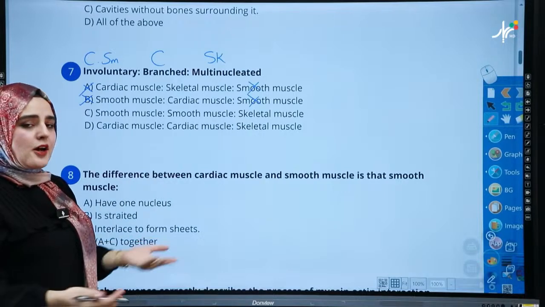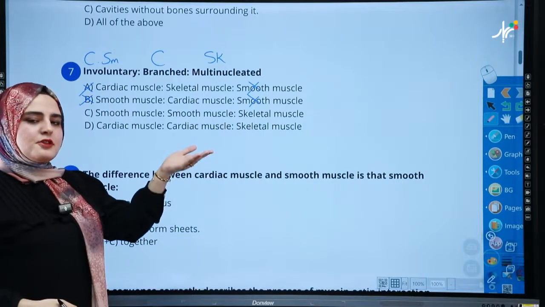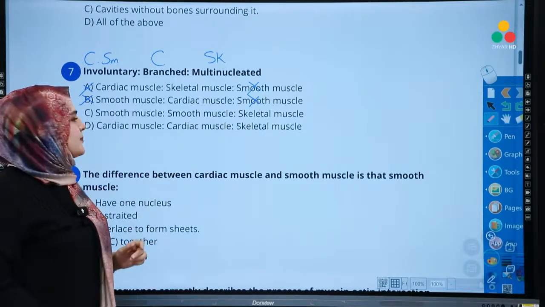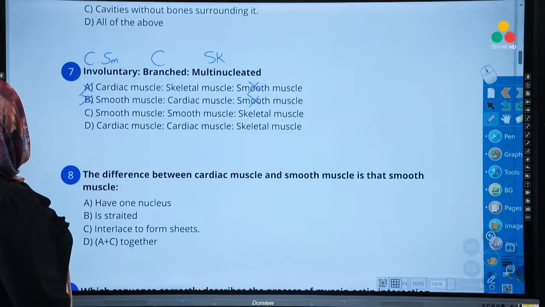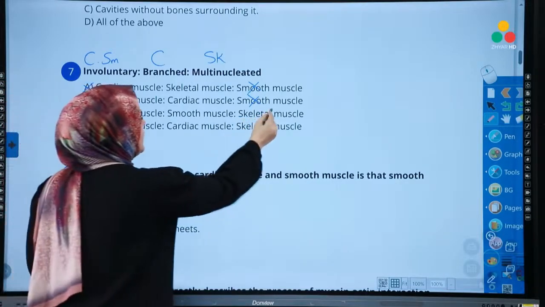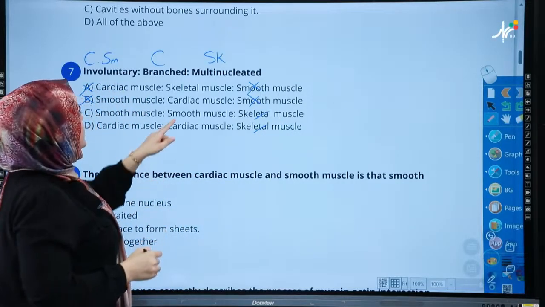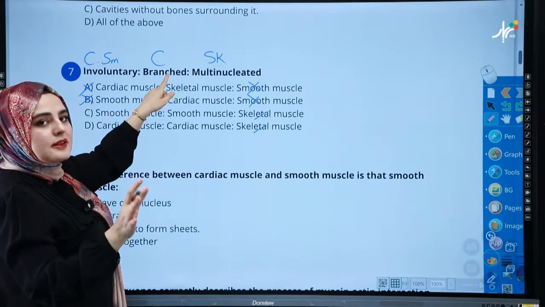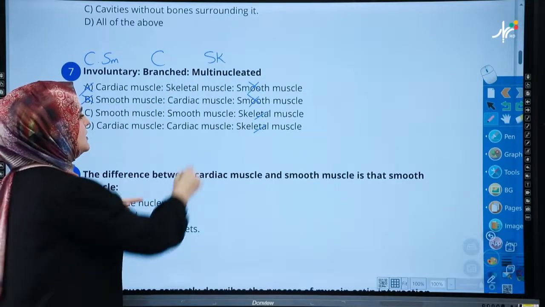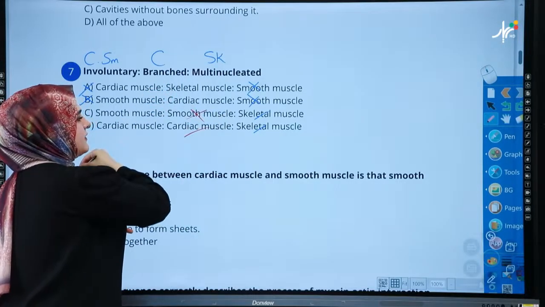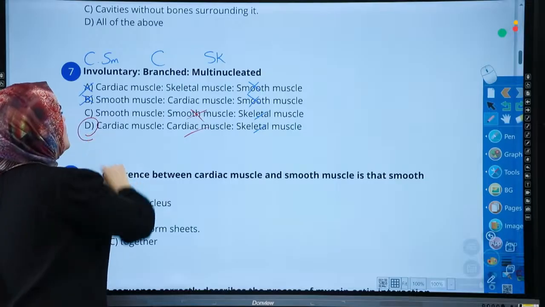Done. Now we raise from 25% chance of getting a right answer to 50%. Let's go to the second one. I'm still not going to use the first one because this is not going to help me. This is right. This is right. Let's use another color. As for the second one, being branched is something the cardiac muscle have. There you go. Smooth muscle don't have this. So I got my answer.